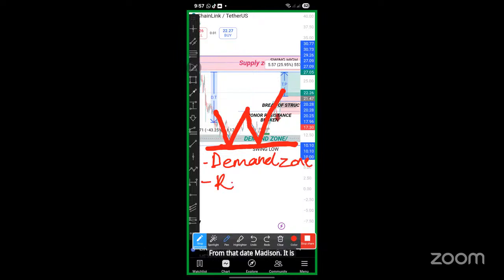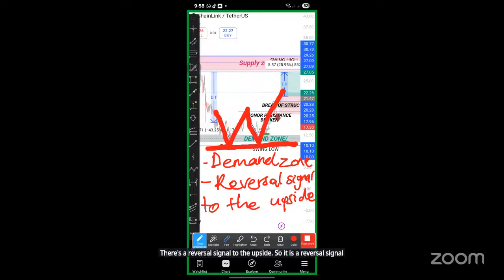It is a reversal signal to the upside. It is formed at the demand zone, so it indicates a bullish move or a bullish trend.